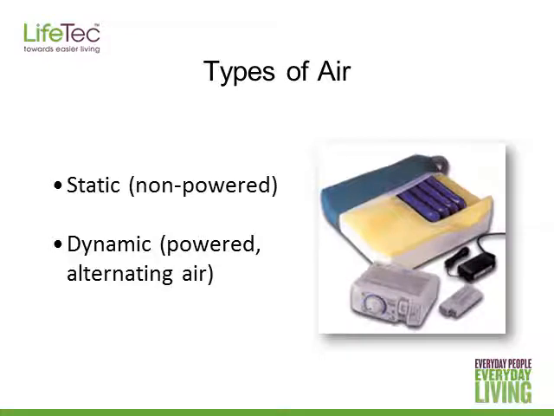Air is also a common medium for pressure reduction. There are both static and dynamic air options. Static is non-powered and dynamic is powered with alternating air. Dynamic air cushions are not commonly used due to the expense, weight and portability of this option. There are some examples of dynamic cushions on the market currently. For example, there is the Tele Trinity dynamic cushion and the Pegasus Proactive 2 cushion.